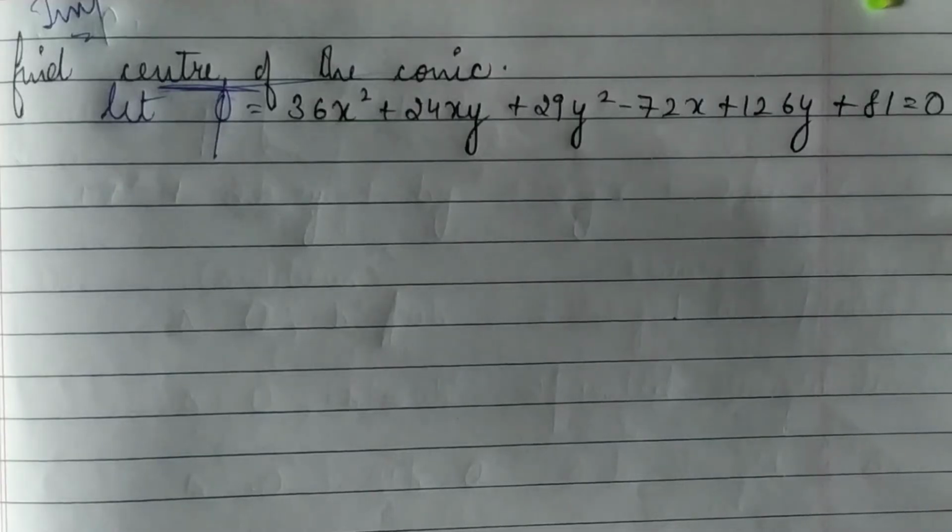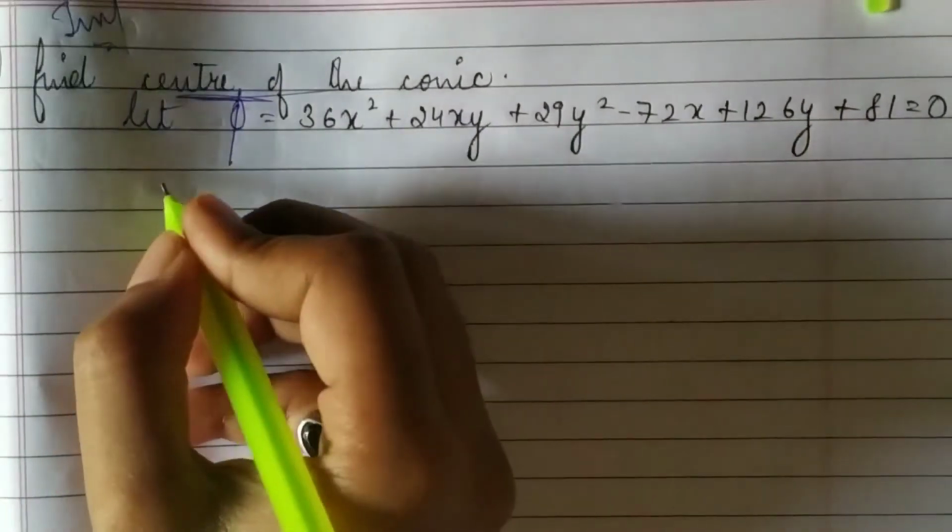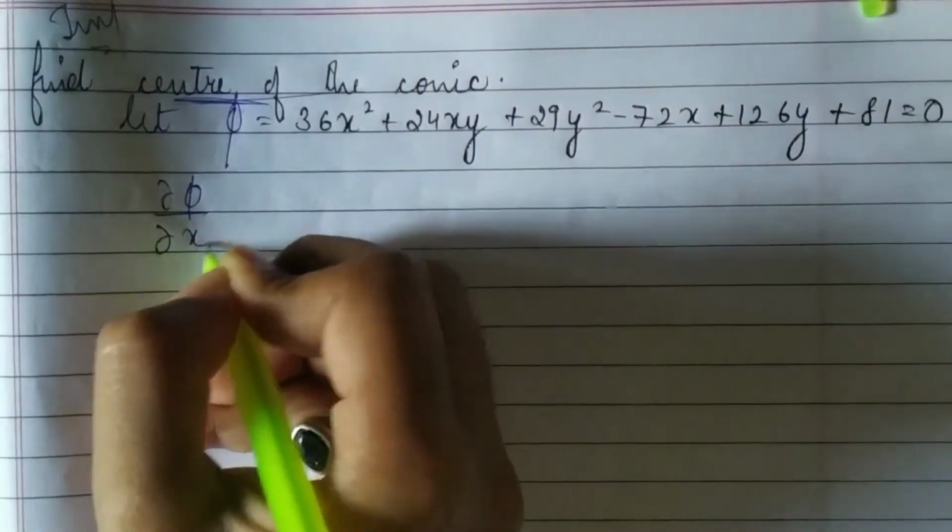Then you will get two equations, and you have to solve those two equations using substitution, elimination, or cross multiplication methods. You have learned these methods in your 9th class. After putting them equal to 0 and solving both the equations, you will get the values of x and y, and those x and y will represent the center of the conic. So guys, now we will do partial differentiation of the given equation of the conic, first with respect to x and second with respect to y. I hope you all are aware of partial differentiation.